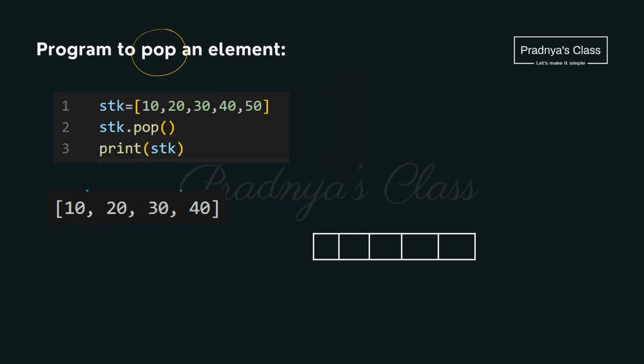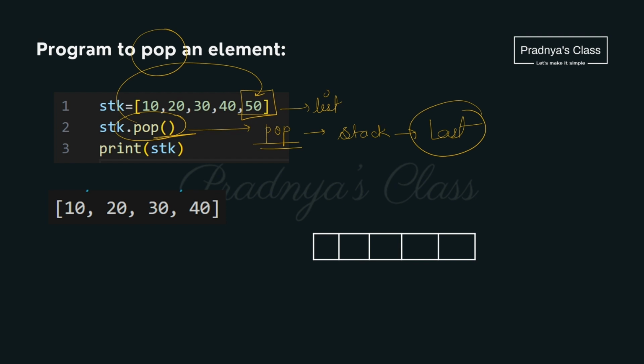Now let's try to understand how you can pop an element from the list. Here is the same list. Now we need to perform a pop operation on the stack. And look at the function, the name of the function is also pop. If we don't provide any parameter, the pop function removes the last element of the list. And that is exactly the restriction of the stack. If you want to delete any item, we can do it from the last position. And when we print the stack, from the output it is clear that 50 got removed, it got popped.